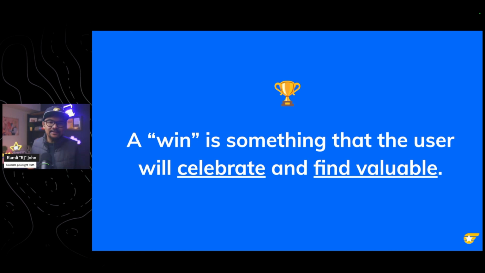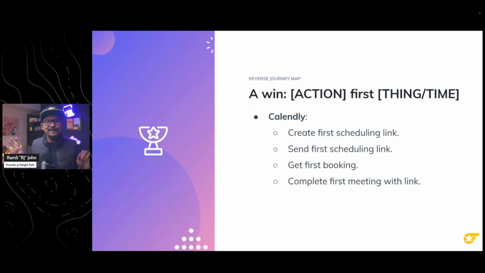And I like to think about wins, the specific milestones. So this is like setting up your milestones to guide your customer or user along that journey. There is this specific Mad Libs that I like to think about. Mad Libs is fill in the words, and there's a certain story there already. So I like to think of a win as action, and then first, and then thing or time. And what that does is a win is the first time they do something valuable to them. So for Calendly, it's creating their first scheduling link, sending their first scheduling link, getting their first booking, and then completing that first meeting with that link. So you're setting up the first moments along that journey.